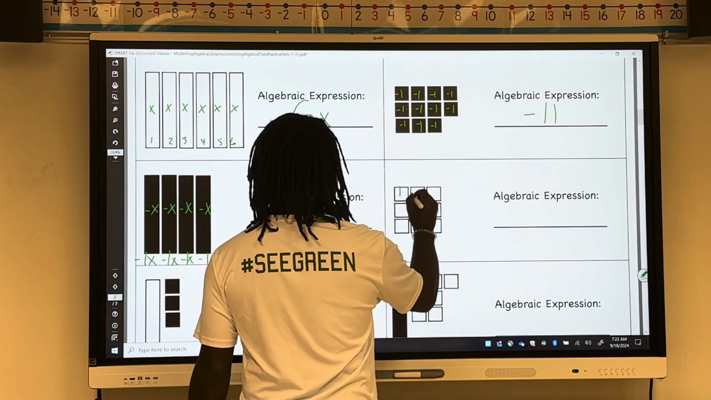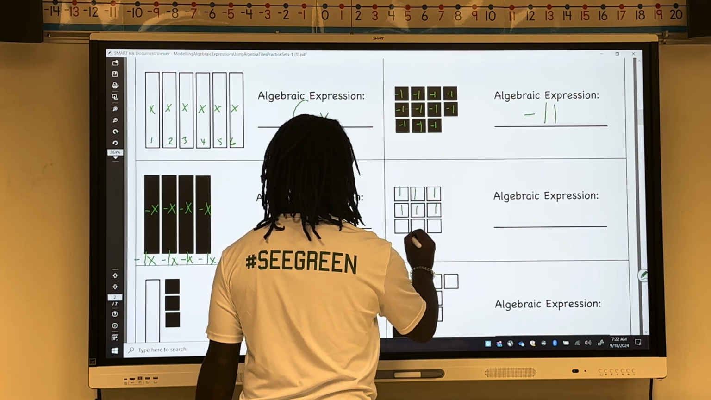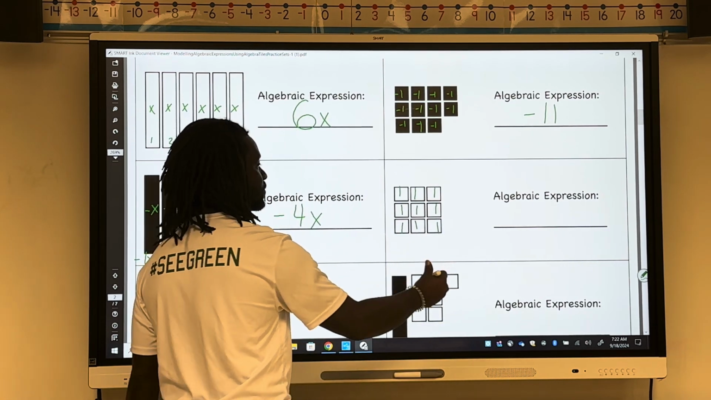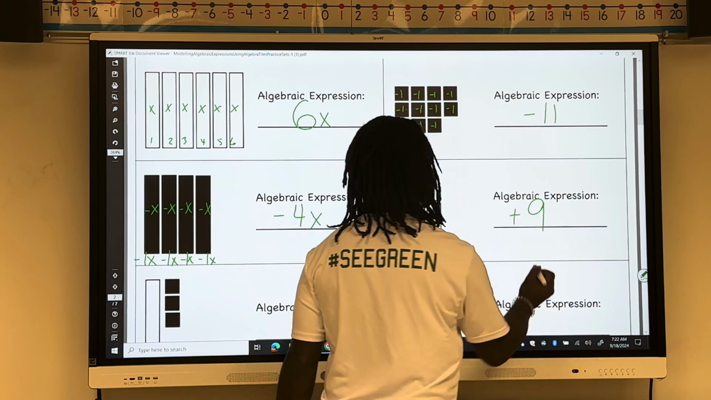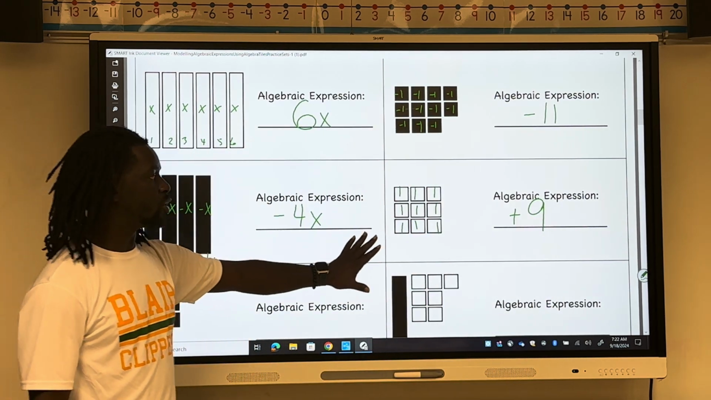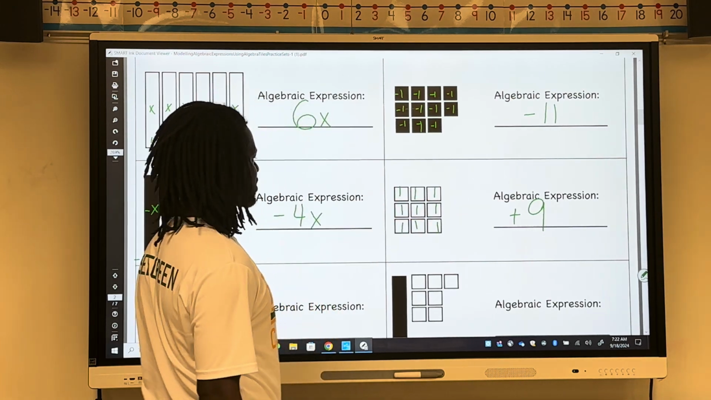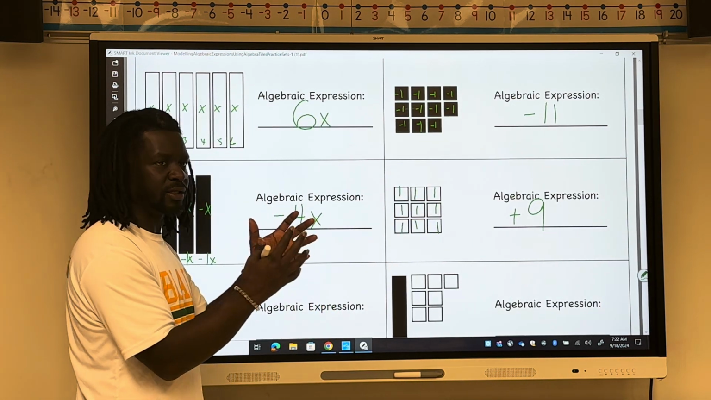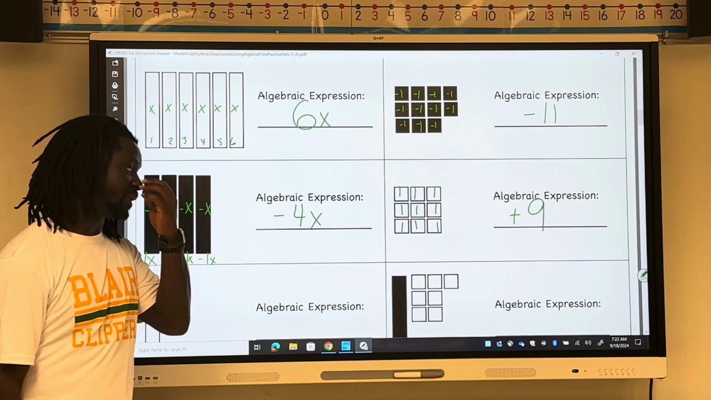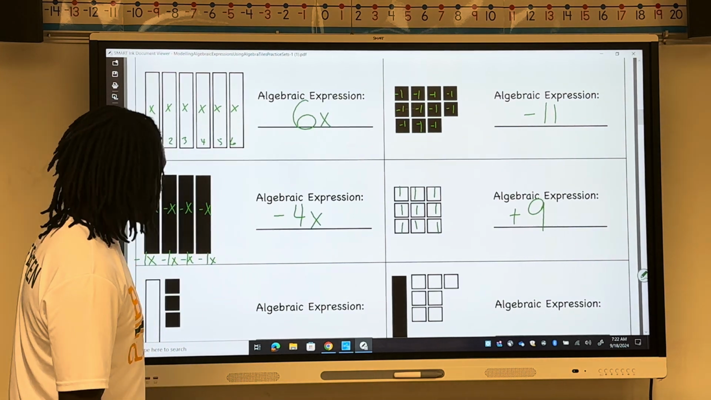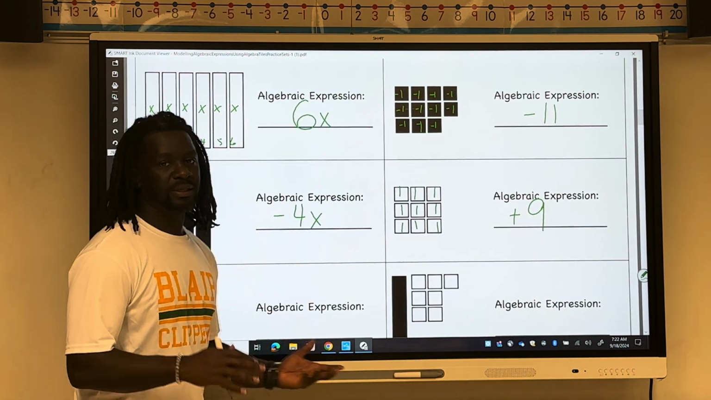Next, we just have, these are all ones, and the lighter ones are positive, so we have 9. And I want us to put plus 9, okay? You don't have to put plus 9. It is just a positive 9, but I want us to understand a lot of times when we're writing these expressions, the plus sign is going to come behind it or be with it, all right? So, guys, pretty simple.